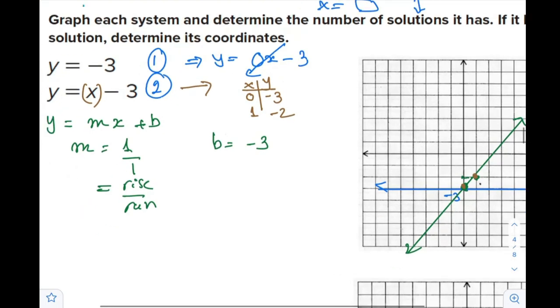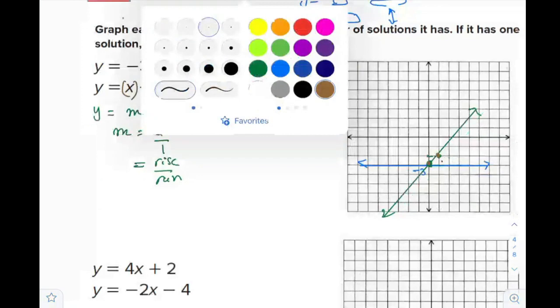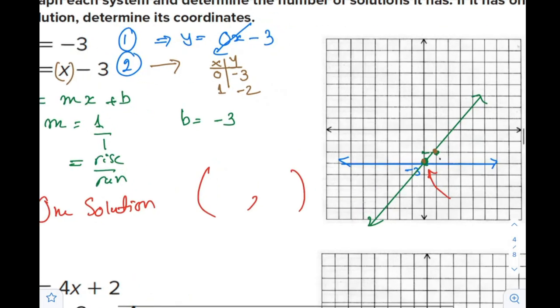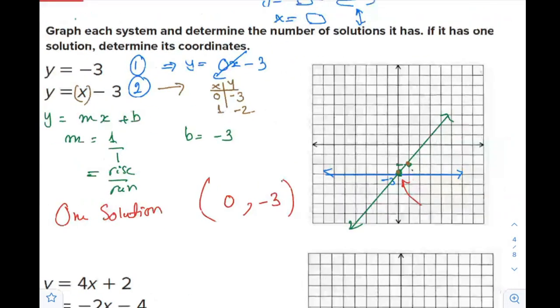That means we have here one solution, the point of intersection. So here we have one solution. And the coordinates are x is 0 and y is minus 3.